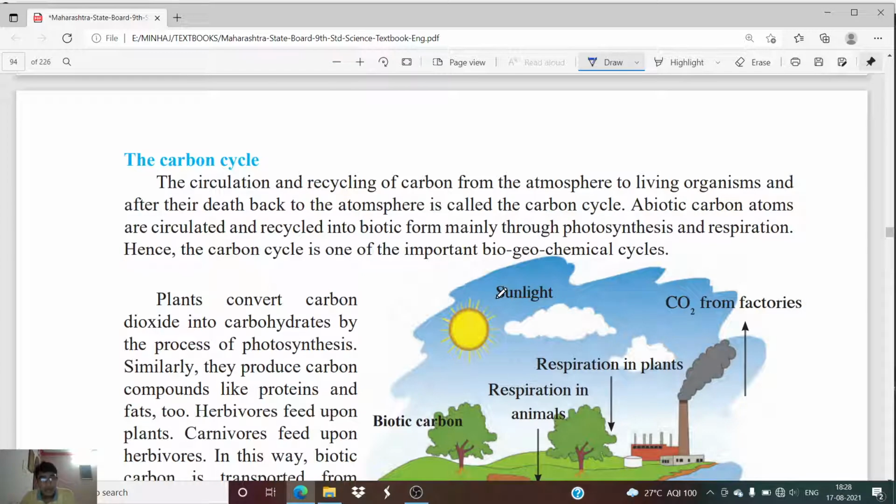In this particular lecture, we are going to study different types of cycles. Okay, we are going to see different types of gaseous cycles. So to begin with, we are going to start with the carbon cycle.